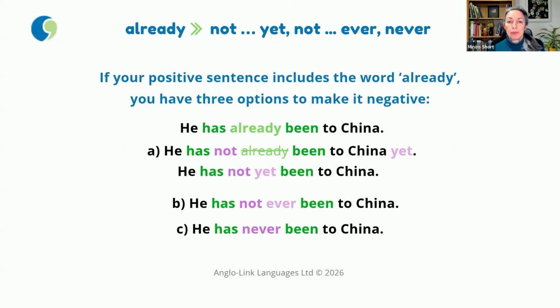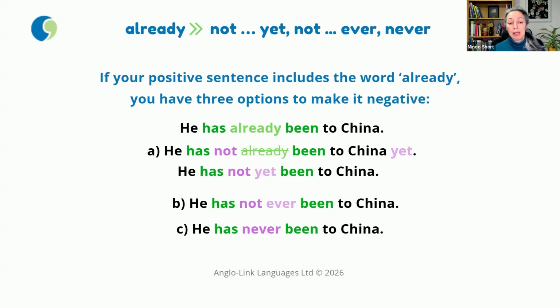We can now move on to the word already. Once again, if your positive sentence includes this word, already, you have this time 3 options on how to make it negative. So, example, he has already been to China. Option 1, he has not been to China yet. So negative verb with yet. And you can put yet in the middle of the sentence immediately after not. You can also say he has not yet been to China.